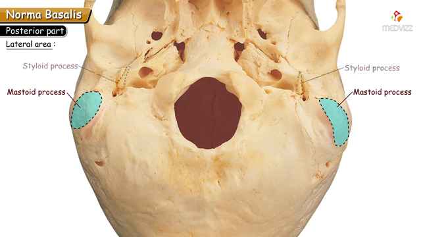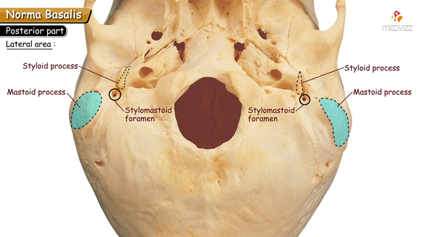Between the styloid and mastoid processes, there is a small foramen called the stylomastoid foramen. It is very simple to remember: the stylomastoid foramen is present between the styloid and mastoid processes. This stylomastoid foramen transmits the facial nerve and the stylomastoid artery. So these are the important features, foramens and structures passing through the posterior part of Norma basalis.